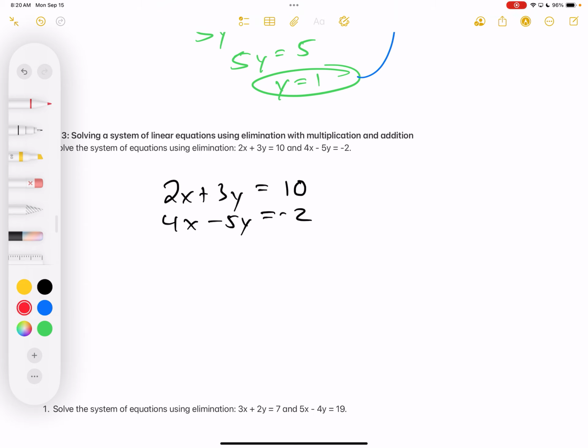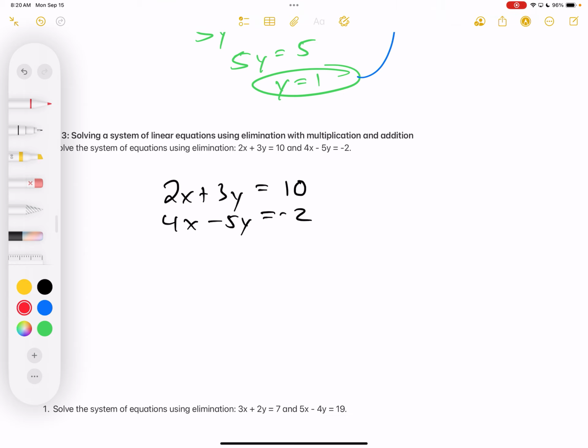Okay, so this is the form that most of these come in. What we're going to do is we want to be able to add these up. They call this the elimination or the addition method. We want to add these up so that a variable cancels out. If I just add these up right now, I'd get 6x minus 2y equals 8. So nothing cancels out. But what if we manipulate the equations so that something cancels out?